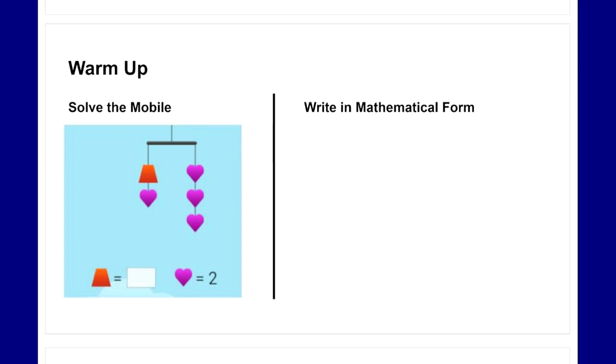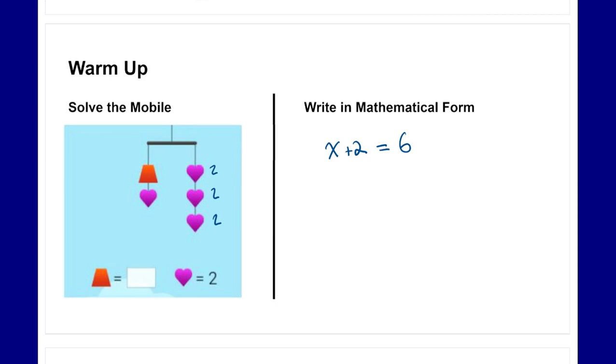So here we have an unknown. We have this shape, this trapezoid, that's an unknown. We don't know what that value is. And in math, when we don't have a value for something, we use a variable. We use a letter. So I'm going to use an x. Now the heart I know is equal to 2. So that means an unknown plus 2 has to equal 3 hearts, or 2 plus 2 plus 2, which is 6. So an unknown plus 2, or x plus 2, has to equal 6.